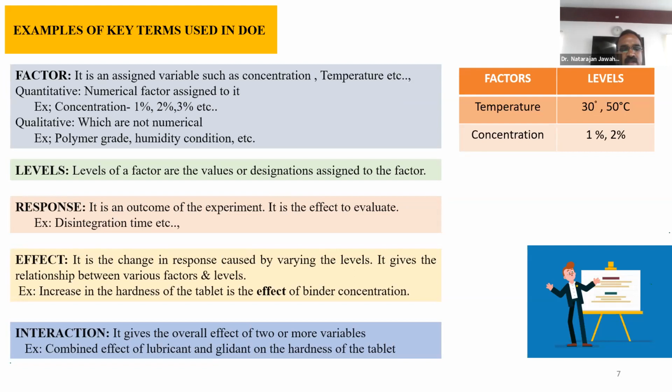Example, increase in hardness of the tablet is the effect of binder concentration. If you increase the binder concentration, obviously the hardness of the tablet will increase. That's the effect of binder's concentration on the tablet. So interaction gives the overall effect of two or more variables. That's what I told. It's a combination of two or more variables' effect on the response. So for example, the combined effect of lubricant and glidant on the hardness of the tablet. Hope with this slide you understand some of the common terms.